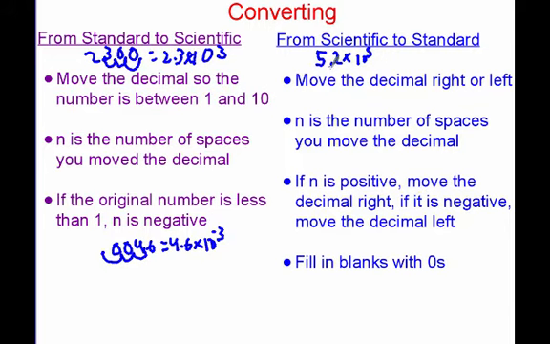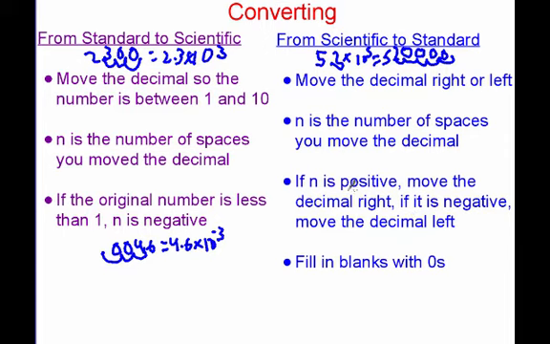This time it's positive, so we're going to move it 1, 2, 3, 4, 5 times. And then we fill in our spaces with zeros. So 5.2 times 10 to the fifth power is the same thing as 520,000.